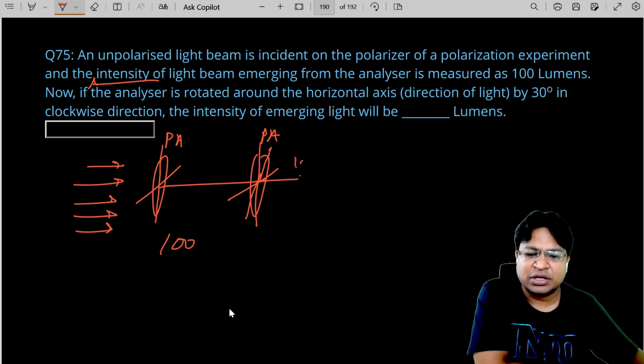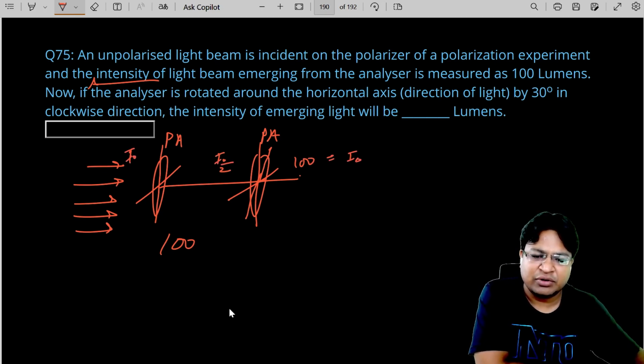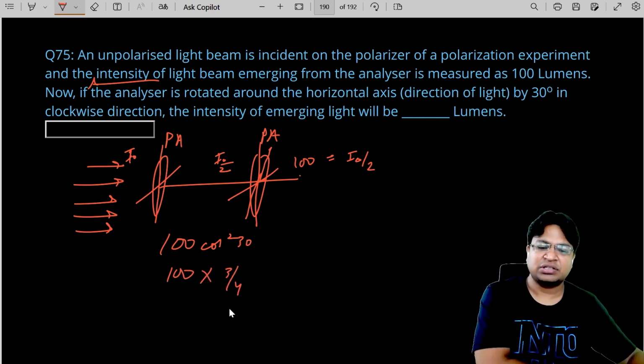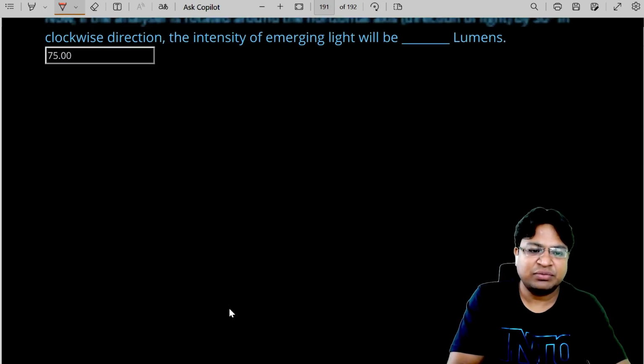So earlier it was 100. So this 100 actually, we may have sent I naught from here. It became I naught by 2 here. And this is what we were getting because both were parallel. Now we will get I naught by 2 cos square 30. So this will become 100 into 3 by 4. So 75 would be the correct answer. Cos square 30 is 3 by 4. So 75 would be the right answer.